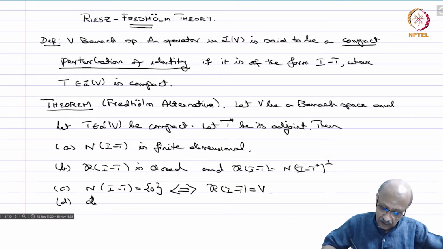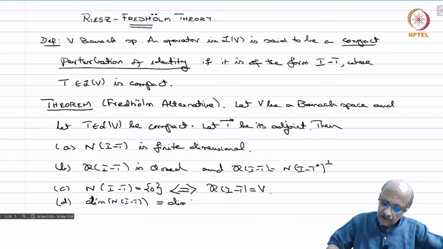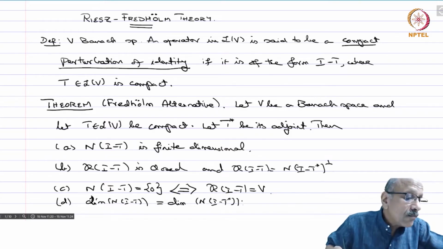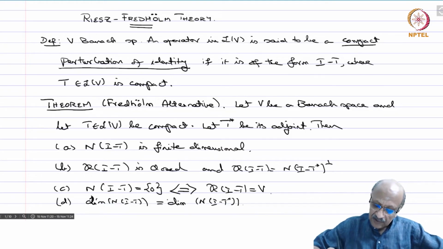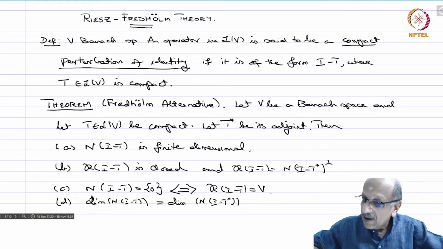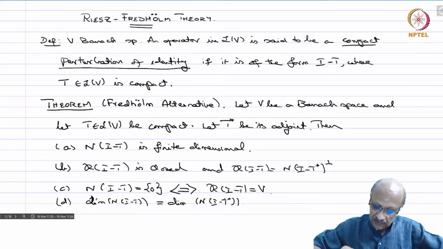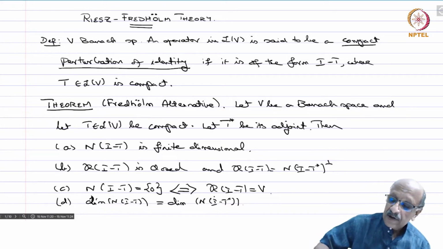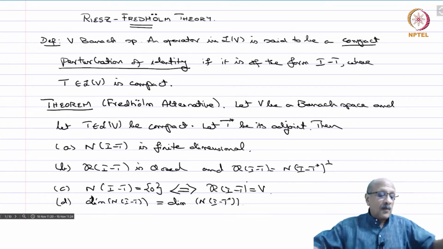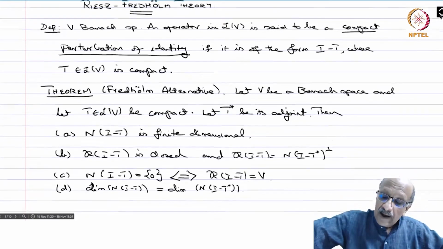Okay. Then (D), the dimension of the null space of I minus T equals the dimension of the null space of I minus T star. Now in finite dimensions we have also this. If you take the rank nullity theorem into account, then the range of I minus T has the same dimension as the range of I minus T star, which is the famous statement that the row rank of a matrix is the column rank. So this is just the infinite dimensional analog of it for operators which are compact perturbations of identity. So let us prove this theorem.